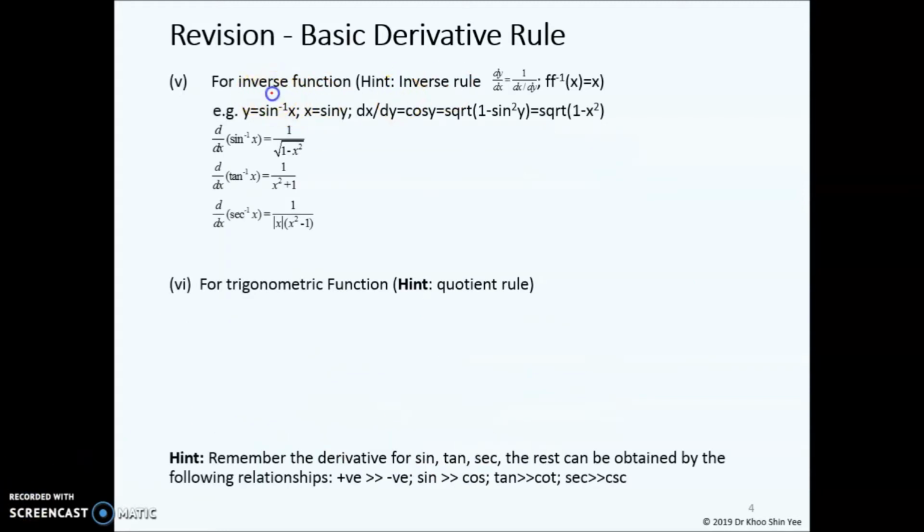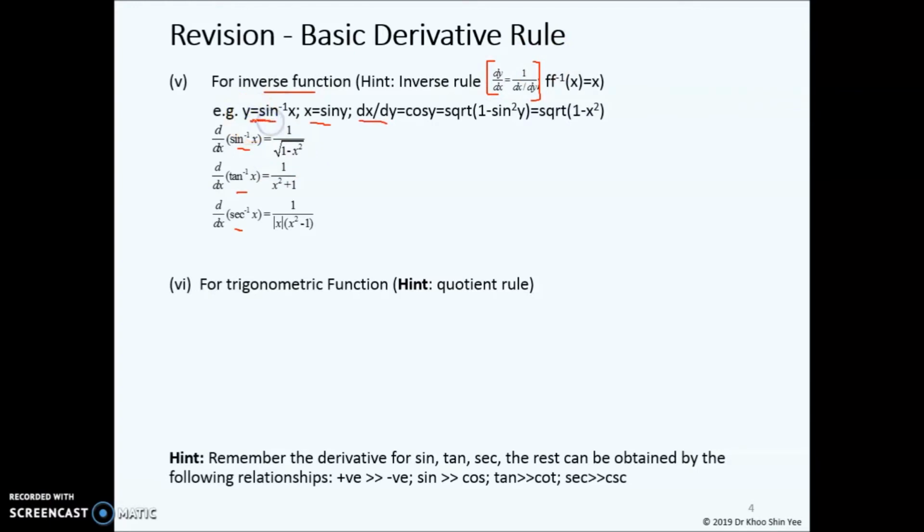Let's recall the inverse functions. If you want to differentiate an inverse function, in this case we have inverse functions for sine, tangent, and secant. You get something in terms of a squared plus b squared. So this is the inverse function formula.